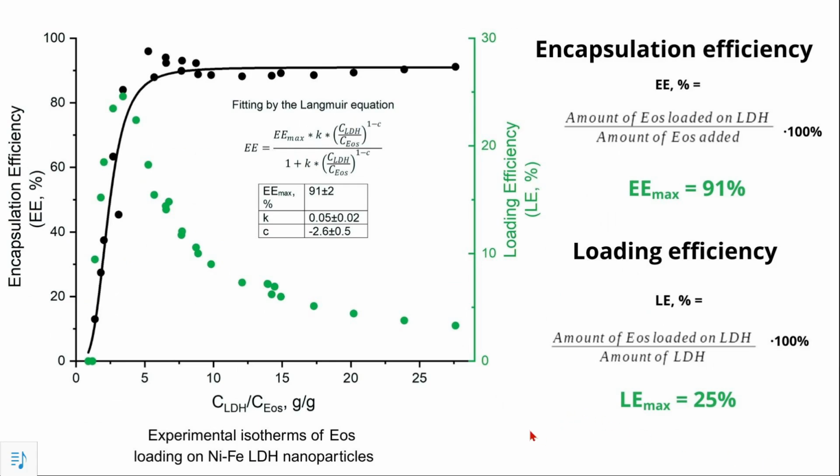The result enabled us to construct the isotherm of azine Y loading on the LDH, which we analyzed using the Langmuir adsorption model. The loading capacity of LDH nanoparticles is typically described by two key parameters: encapsulation efficiency and loading efficiency. The studied LDHs show a high loading capacity for azine Y. Specifically, these LDHs can bind up to 91% of the added azine Y. The amount of bound dye can reach up to 25% of the total LDH mass.